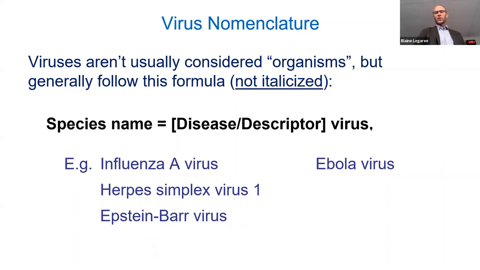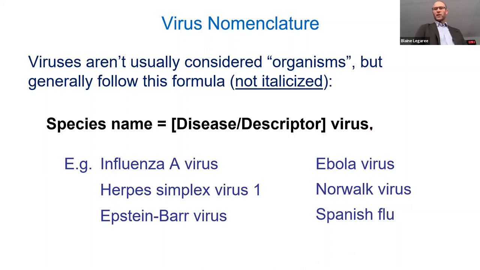A number of viruses are now stuck with names that have to do with geographical locations. Ebola virus is named after a river, found I believe in the Democratic Republic of the Congo, where the first case in 1976 was discovered. Norwalk virus, I believe that's Norwalk, Connecticut. That one got renamed norovirus, probably because the people in Norwalk were not too happy that a virus was named after their fine town. Spanish flu is not the name of a virus but of a disease. I'm just showing you that sometimes these diseases get stuck with their geographical location.